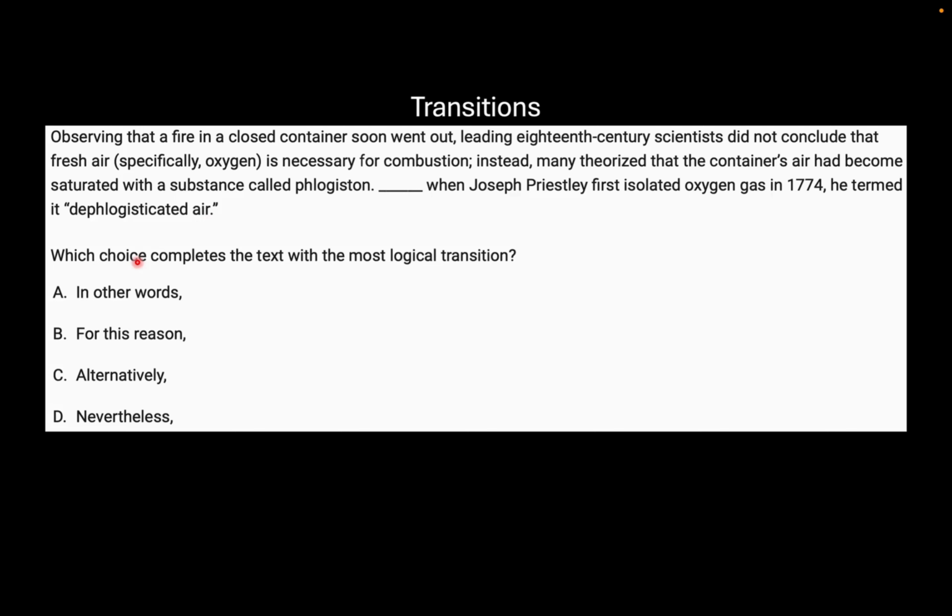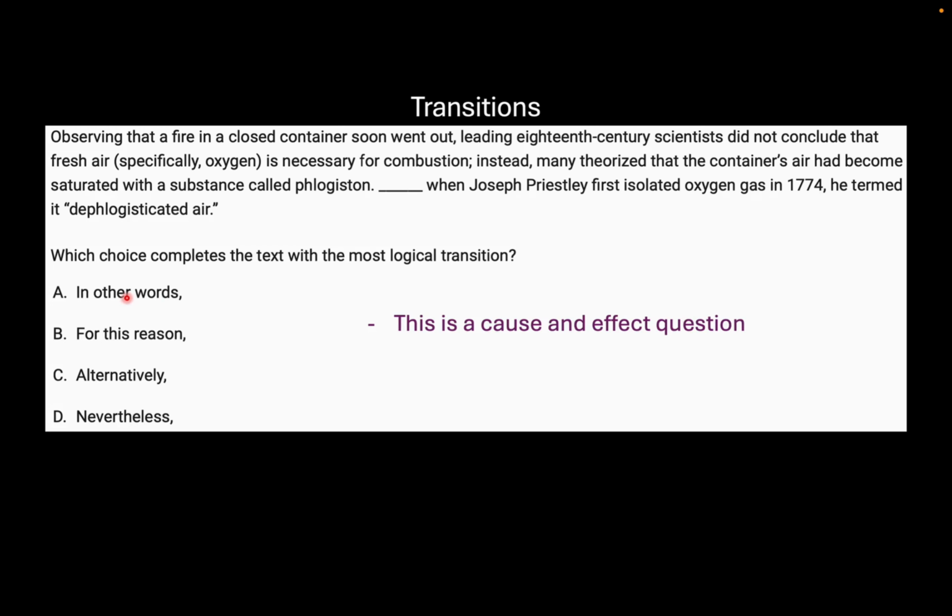dephlogisticated air. Alright, so this is a cause and effect question, and you can even make sure using the cause and effect test. So you could say, when Joseph Priestley first isolated oxygen gas in 1774, he termed it dephlogisticated air, because observing that a fire in a closed container soon went out, leading 18th century scientists did not conclude that fresh air, specifically oxygen, is necessary for combustion. Instead, many theorized that the container's air had become saturated with a substance called phlogiston. Yes, so this makes sense.